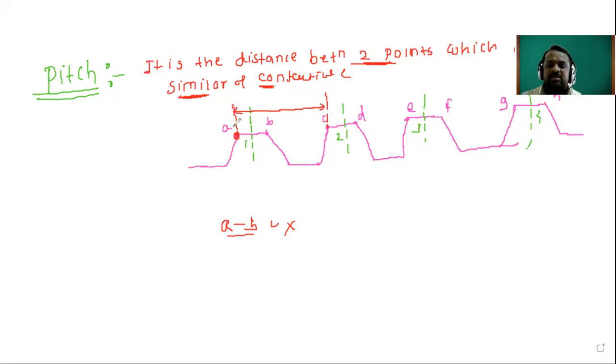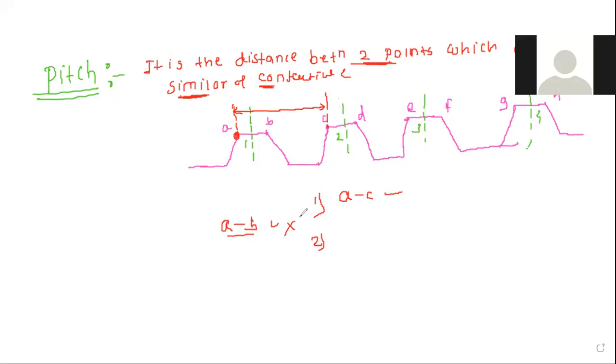Because the A and C points are similar and consecutive, that A to C is the pitch. Okay, then tell me the next pitch. B to D. Yes. Now again, suppose we measure B to D, again it will be the pitch.